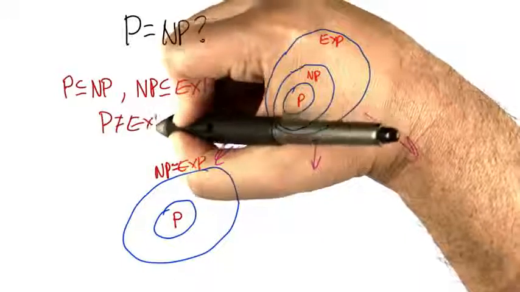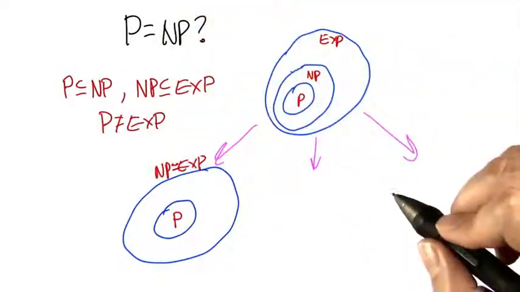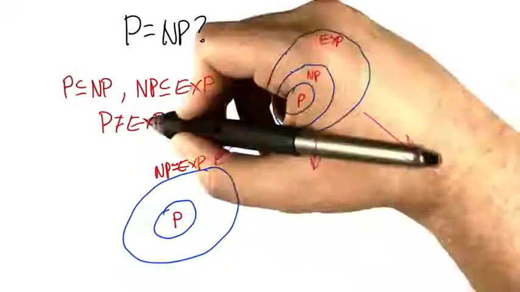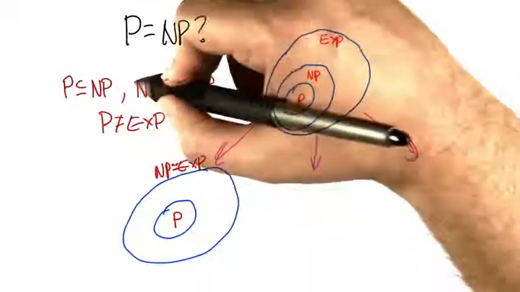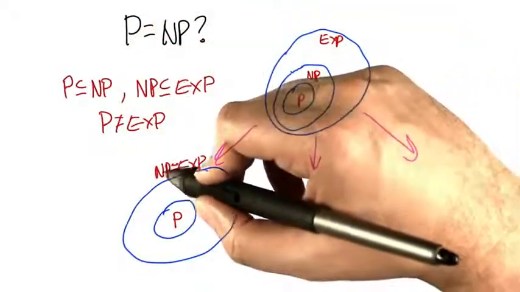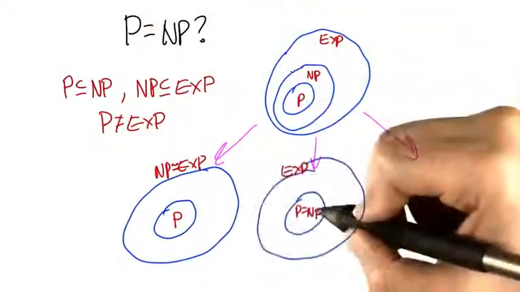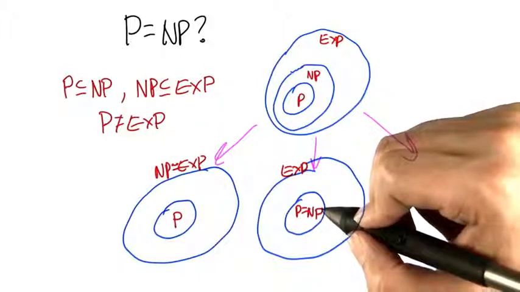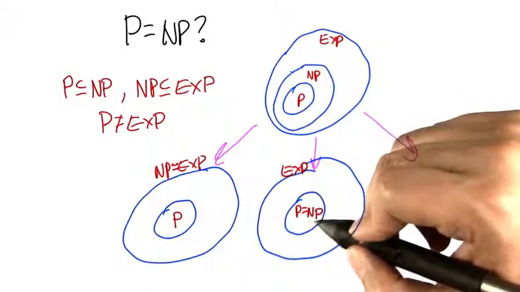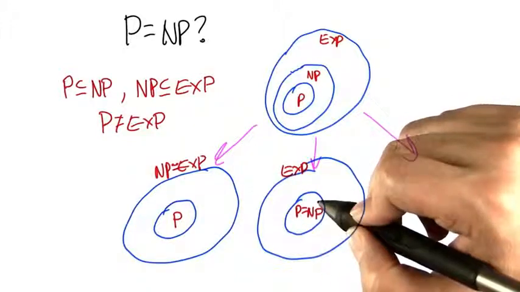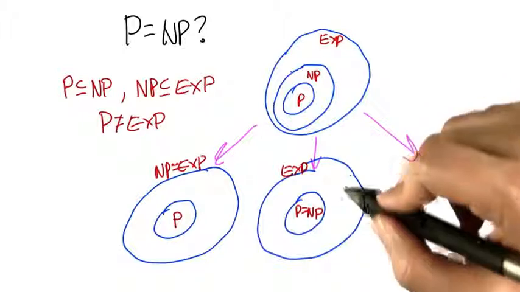We do know that there really is a difference between polynomial and exponential time. There are some problems that can be solved in exponential time that are definitely not in P. So we know those two things are different, but we don't really know. It could be that NP is equal to EXP. It could also be that P is equal to NP. So the problems that we can solve in non-deterministic polynomial time might be exactly the same as the ones that we can solve in polynomial time, which both would then be different from exponential time.